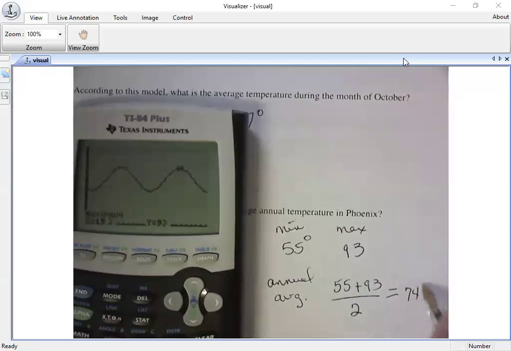74 degrees. Now, if this was not as balanced a curve as it is, I would not take the low temperature and the high temperature and add them together, because it might spend more time up at the high and just a little bit at the low. But since this is that nice smooth sine curve that's very balanced, that would be the easiest way to find it. So that's just a quick application thing. You will not have one like that on the test.